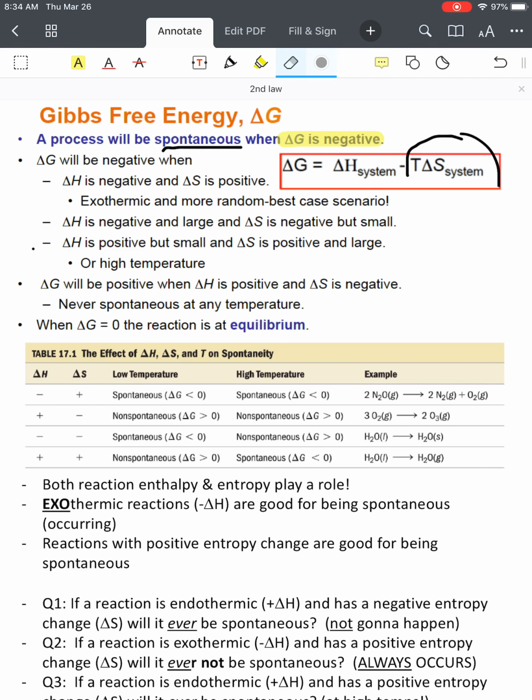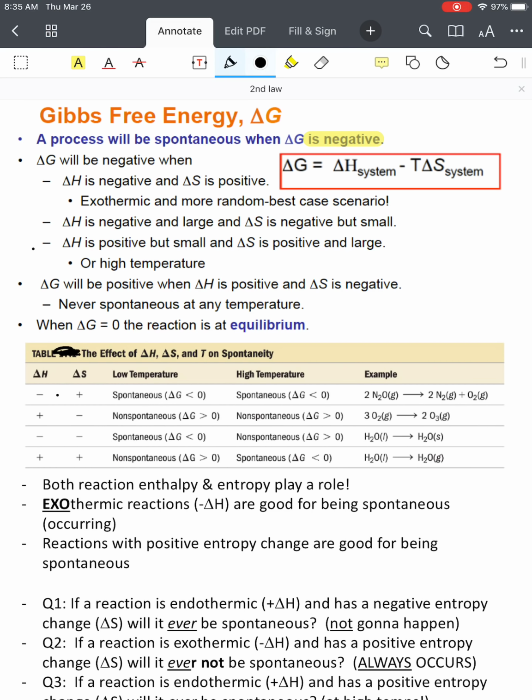So this chart that's in the middle of the slide really works to summarize these things. But the key idea is that we've got to make delta G in this equation negative. That's a key principle here. So let's think about all the options. And again, this is not table 17, it's in table 20 in your book somewhere.